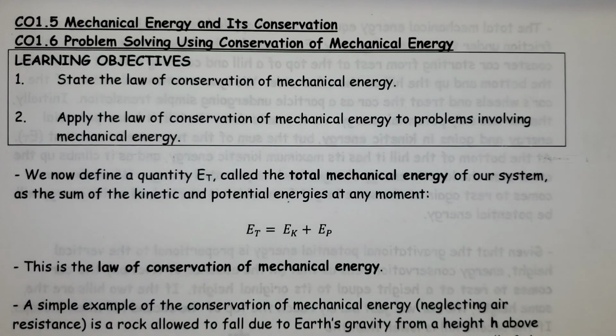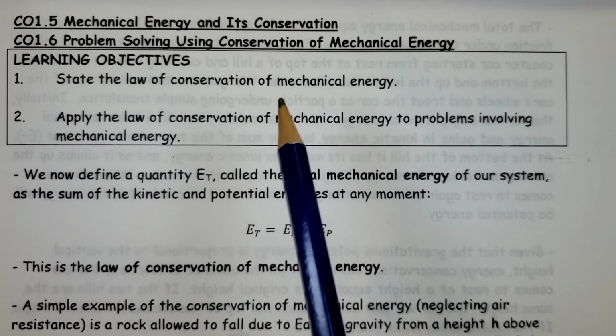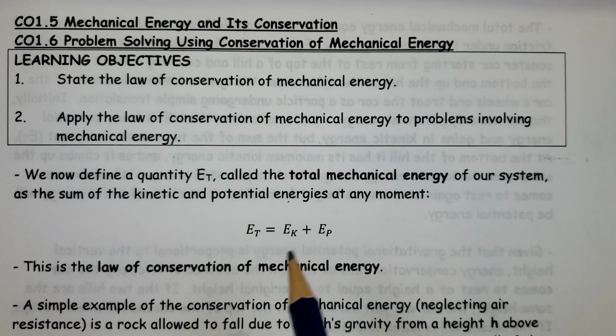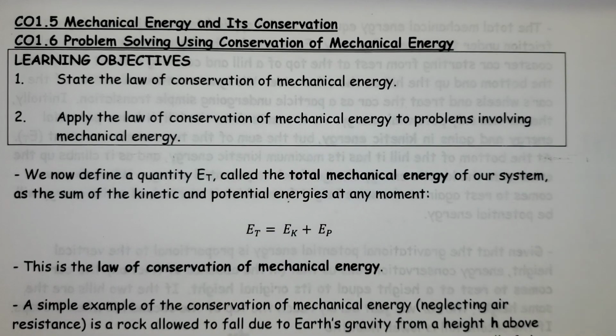Welcome back, Physics 30. So we've looked at potential energy in the last section and kinetic energy in the section before. Now we look at combining the two of them to find the total mechanical energy. So we look at mechanical energy and its conservation and then problem solving that. So state the law of conservation of mechanical energy and apply that into solving problems.